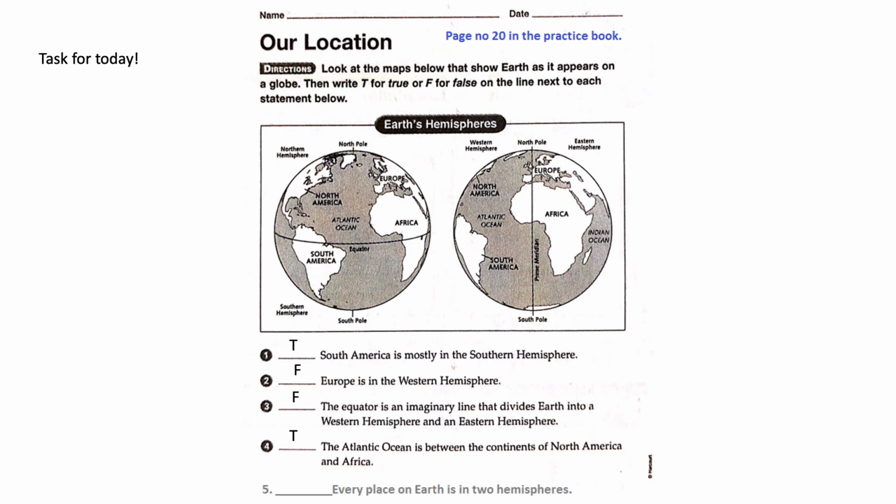All right, and last, question number 5. Every place on Earth is in 2 hemispheres, and the answer is true. That's true. Every place. One part would be the northern hemisphere or the southern hemisphere, and the next would be you defining whether it's in the western or the eastern hemisphere.